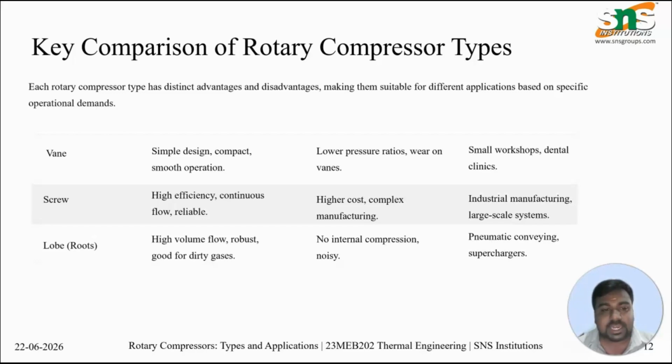Screw compressors are high efficiency, continuous flow, and reliable compressors. Cost-wise, they are higher than vane type compressors, with complex manufacturing. Applications are industrial manufacturing and large scale systems. Lobe or Roots rotary compressors offer high volume flow, are robust and good for static gases, with no internal compression and no production of noise. Applications are pneumatic conveying and supercharging. These are some key comparisons of different types of rotary compressors.